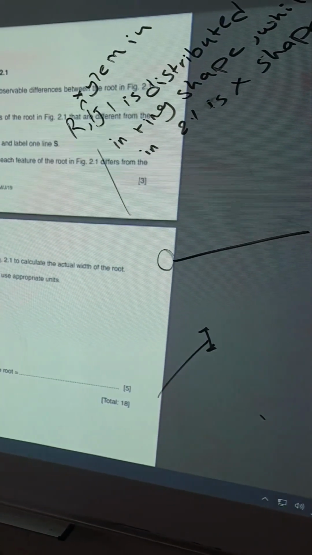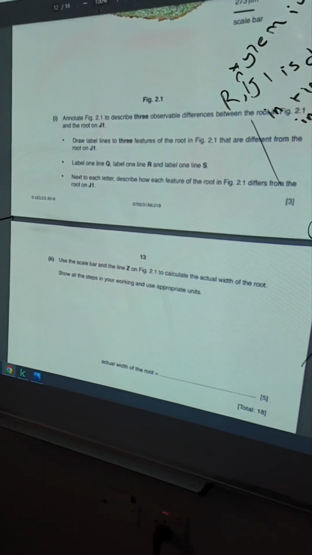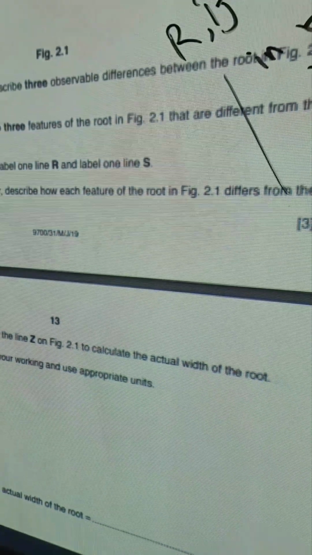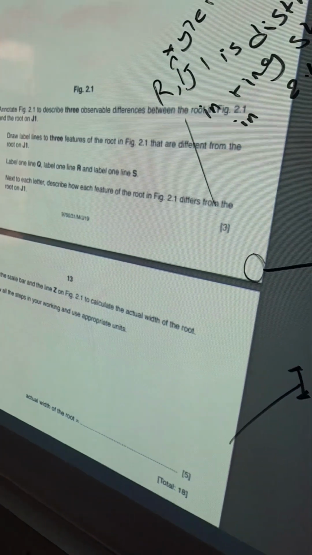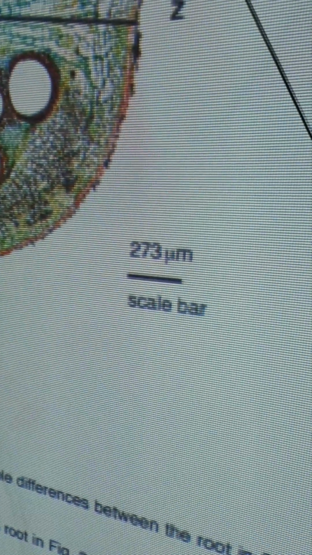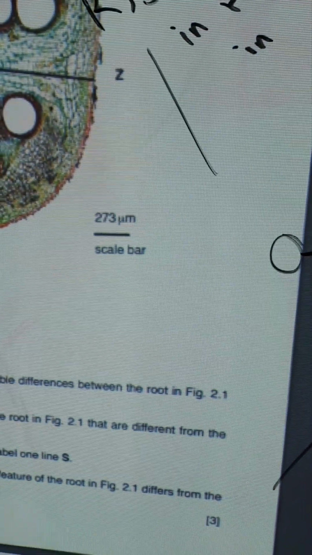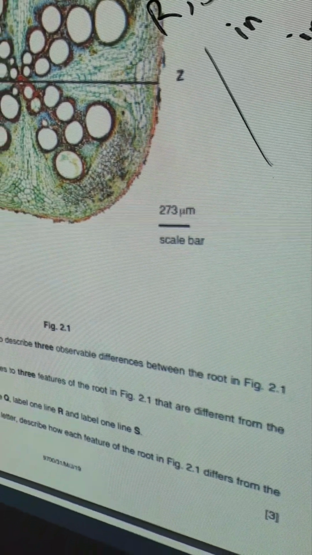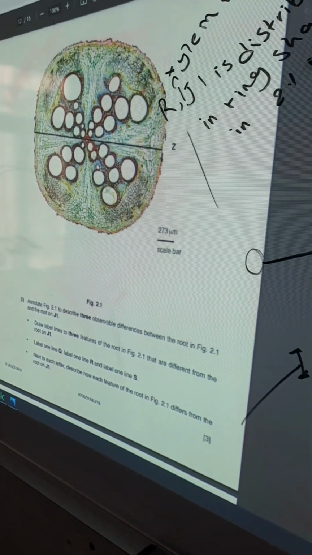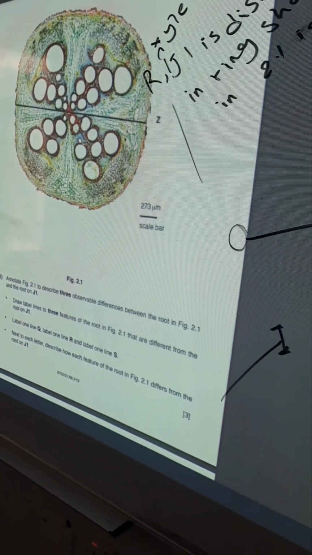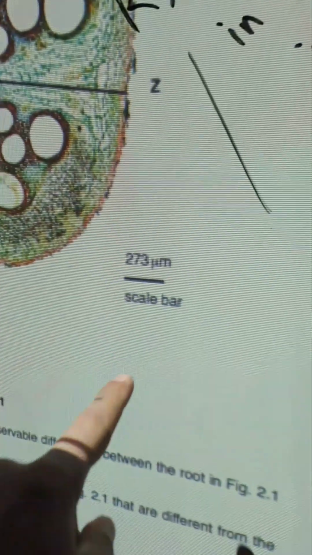The last question in this exam paper is about finding out the actual width of the root. How can we find the actual width of the root? As you can see, guys, here's a scale bar which is provided underneath the transverse section. This scale bar has a value, so you need to use a ruler in order to measure this scale bar. You need to use the paper itself, because there's going to be differences between this one on the board and the one on the paper. In the paper, I think it's 1.3 centimeters.